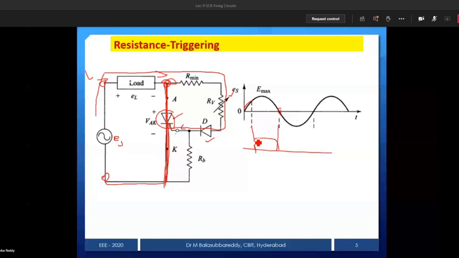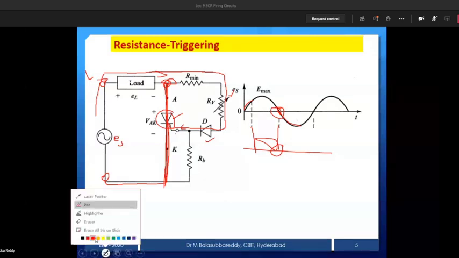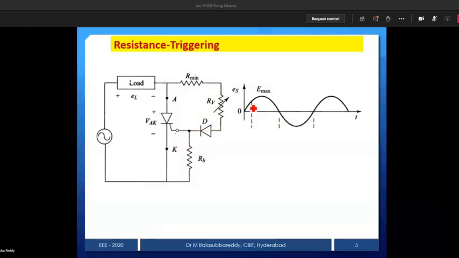Once it reaches pi, the natural 0, and goes negative, then what will happen? Due to natural commutation, the thyristor is going to be open. Whenever the current passing through it is 0, automatically the thyristor will be open. That is the first instant. So now we can see it is very simple. During the positive half cycle, the thyristor is forward biased, the diode is also forward biased. Therefore, current will pass through R minimum, RV and the diode.